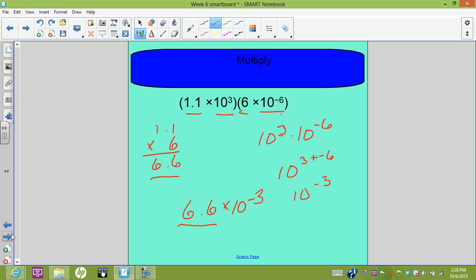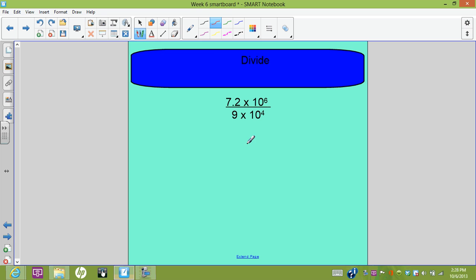Okay, let's go ahead and talk about some division problems. With division, you're going to do it really, guys, the exact same way, except now you are going to divide your decimal part and divide your power of 10. So let's talk about this 7.2 divided by 9. You're going to have to use long division. It's going to keep coming up all year long, guys. I know you hate it.